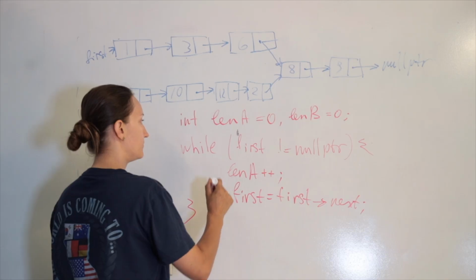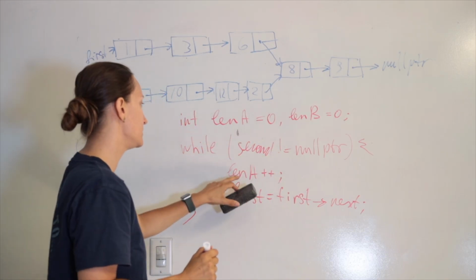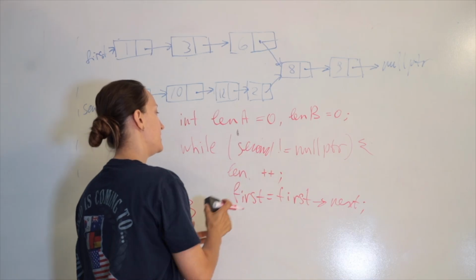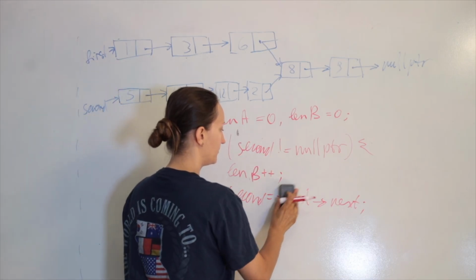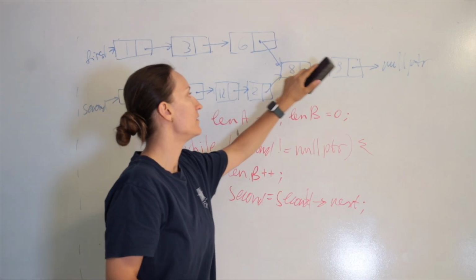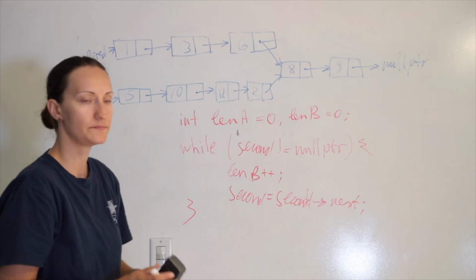And while second is not equals null pointer, we will increment len b and we will move the second head forward. 1, 2, 3, 4, 5, 6. We see that in the second list we have 6 nodes.